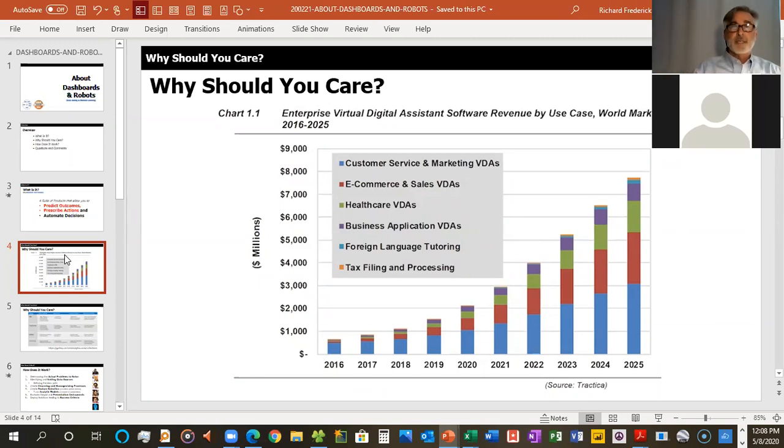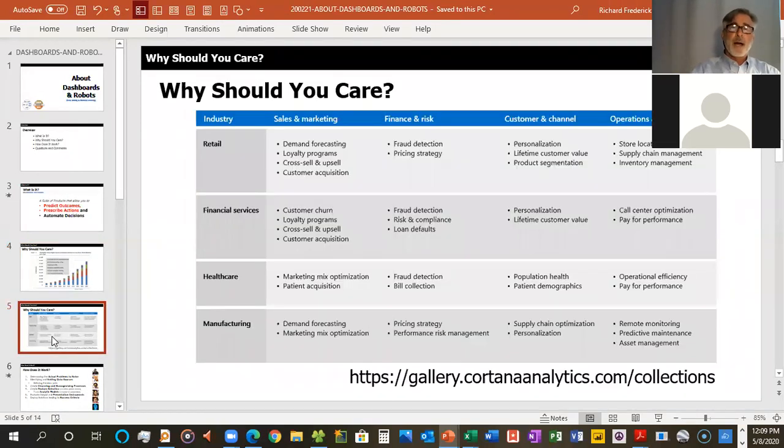If you look at this slide, you can see the predominant use cases are customer service, e-commerce, healthcare, business application, foreign language tutoring, and tax filing and processing. And of course, there are a lot of use cases. These are just the major categories, and they're expanding like crazy. So here we are in 2020, and you can see that by the next 5 years, it will really explode. And what are we really talking about?